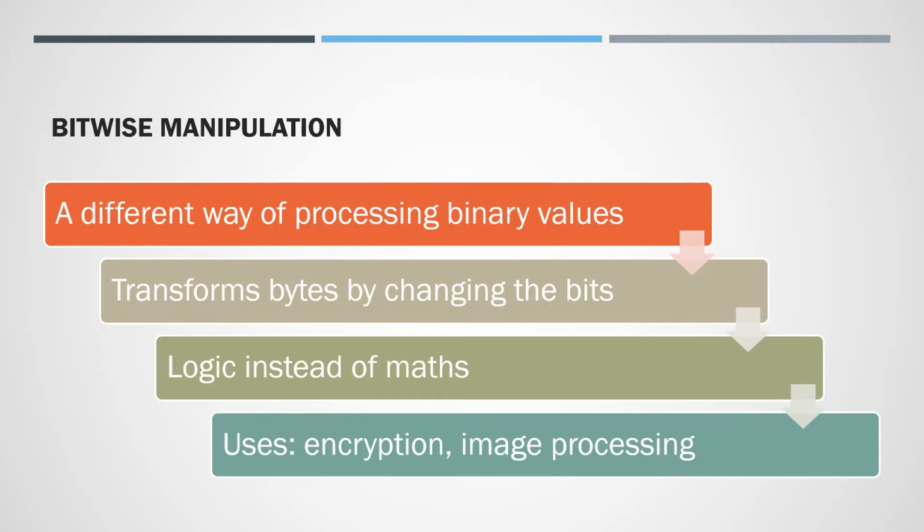So bitwise manipulation is a way of processing binary values that's different from addition or subtraction or multiplication or division, all those things that we've learned already. It transforms a byte by changing the bits using logic instead of maths, and it's used for encryption and for processing multimedia, for instance restoring old photos or tidying up noisy sound recordings.